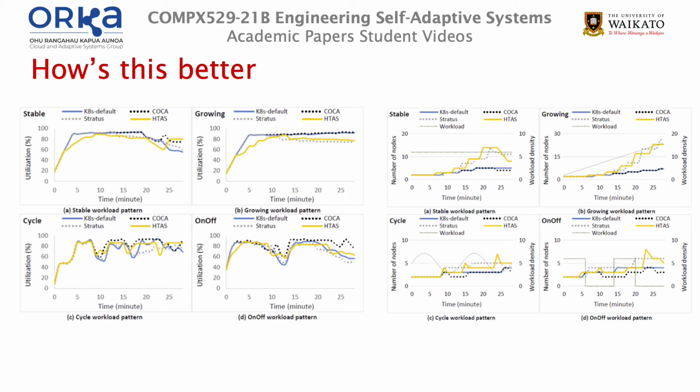Now these graphs on the left show across those stable, growing, cycle and on-off loads that the HTAS, which is generally the lower yellow line, is actually balancing the resources better and has slightly less utilization percent than the others. And the right-hand set of 4 is showing that it is actually using more nodes than the other strategies.